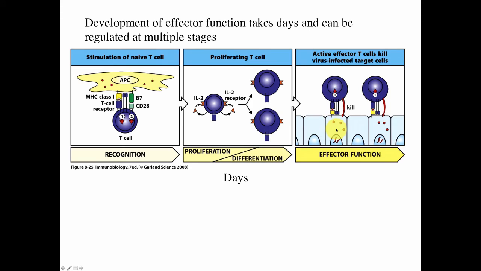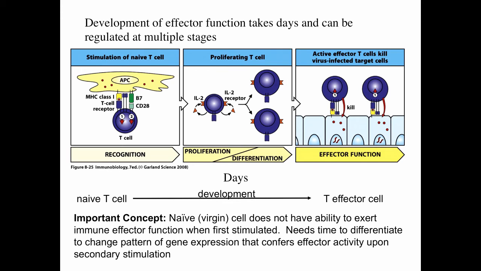So it'll kill this cell, it'll kill the hepatitis infected cell, but it will not kill neighboring cells that are not infected with the hepatitis virus. And so again, this is a very specific immune response, but it's slow in developing. It takes several days for the naive CD8 T cell to develop that cytotoxic effector function.